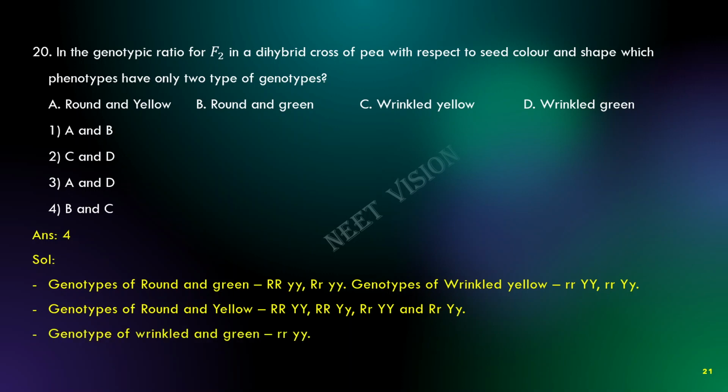So, this is double recessive. Only one genotype. Phenotype one, genotype one. Genotype for wrinkled and green: small r, small r, small y, small y. So, double recessive, only one genotype for the phenotype. Double dominant, four genotypes. And recombinants, two types of genotypes for each.